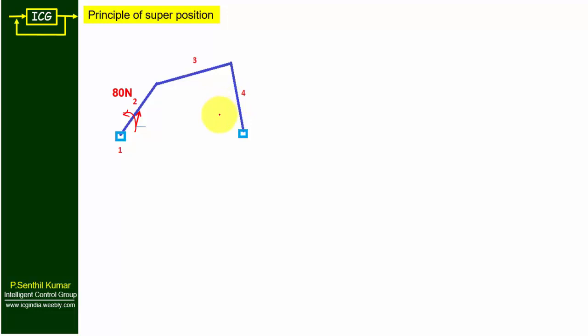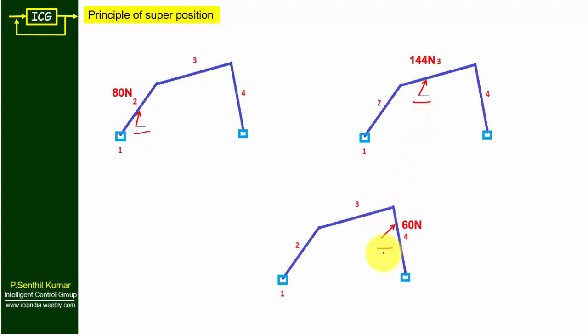What I am going to do is apply the principle of superposition. In the principle of superposition, I am going to divide the force into different categories. This is force acting on link 2, force acting on link 3, force acting on link 4. So I am going to find the torque due to each force separately. This is T1, T2, T3. Then finally, I am going to add all these three, which is equivalent to T.